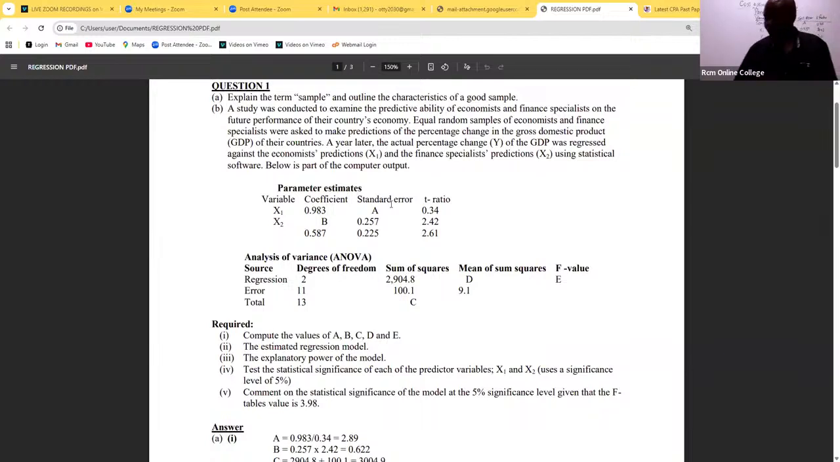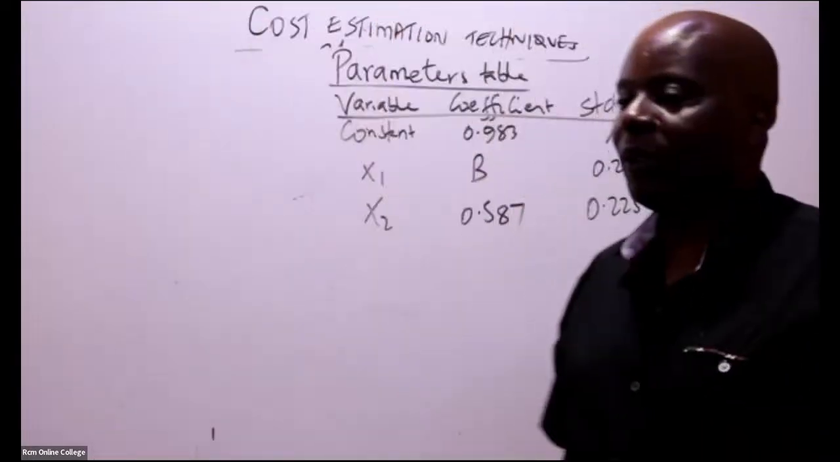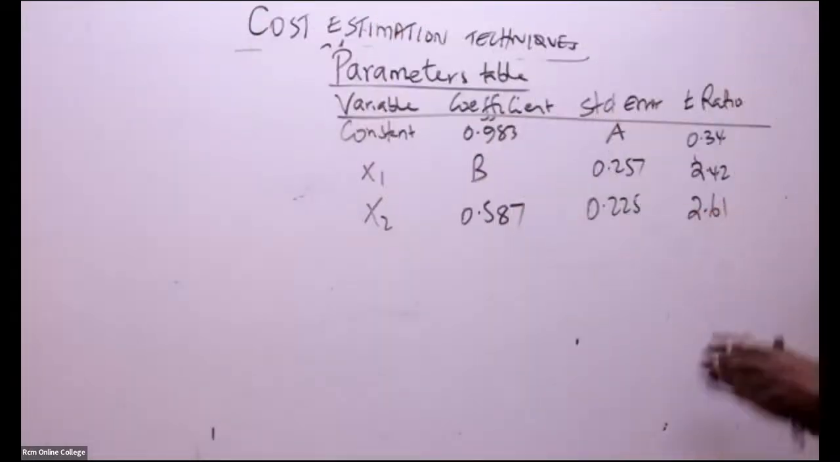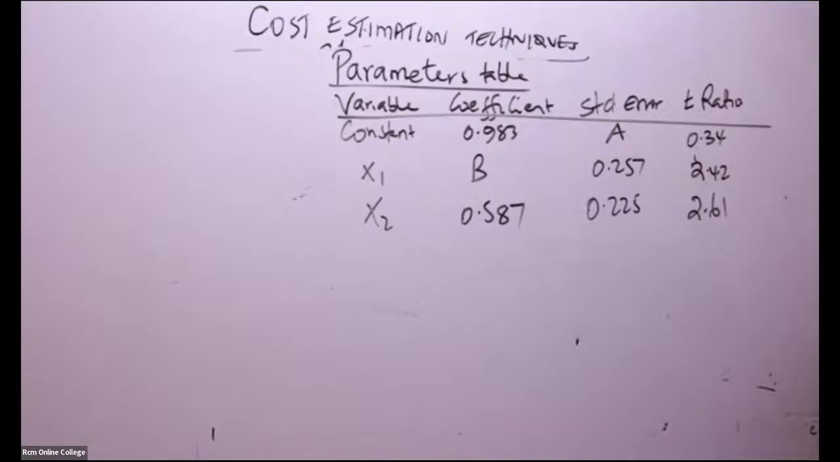What we skipped here, under the variable, we have a constant immediately beneath there. So just copy this table the way I've been able to draw it here. So we have the parameter estimates, or the parameters table. We have the variable where we have constant, x1, x2, coefficient 0.983, b 0.587, standard error 0.257, 0.225. T ratios are also given there.